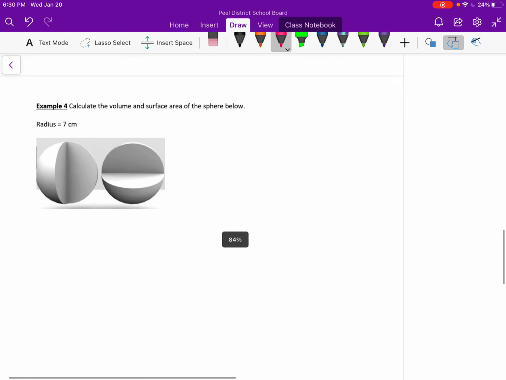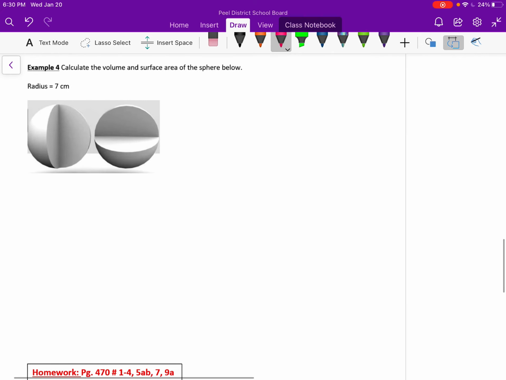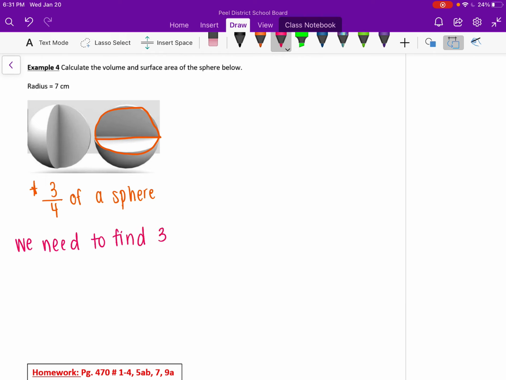Okay? And the last example we have here, and we're almost done, is calculate the volume and surface area of the sphere below. So, one thing you need to notice is we're missing a whole quarter of the sphere. We took out a chunk of it, right? So we just need to recognize that this is 3/4 of a sphere. So we're missing a good chunk of it, which means that when we go to find the volume and the surface area, we need to find three-quarters of the volume, which is easy.